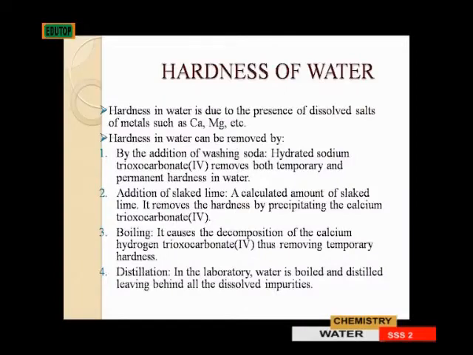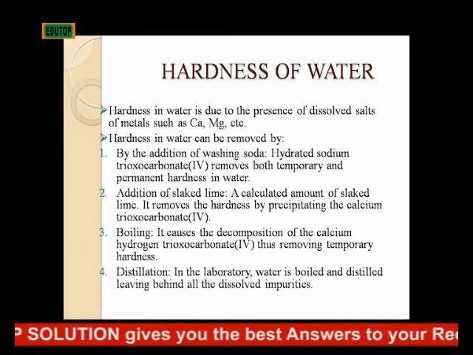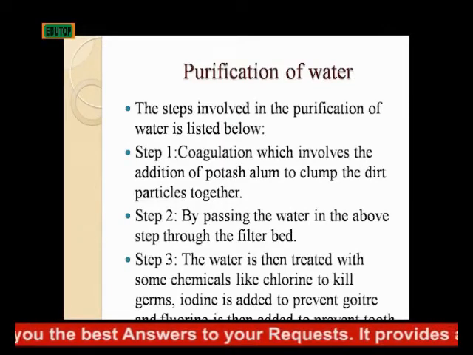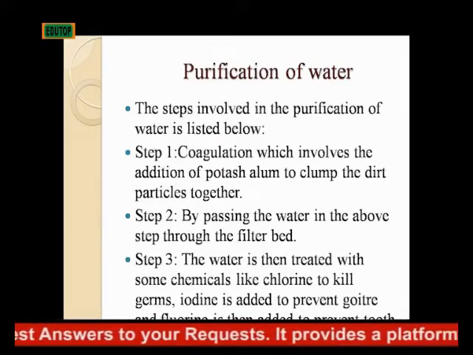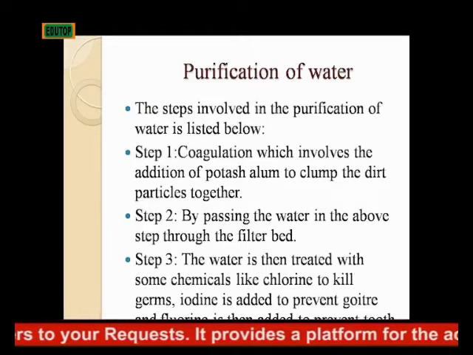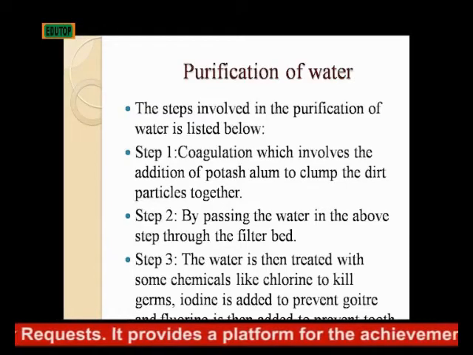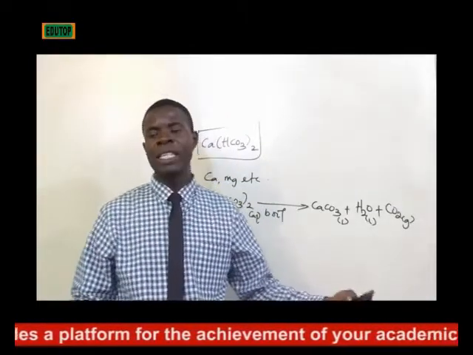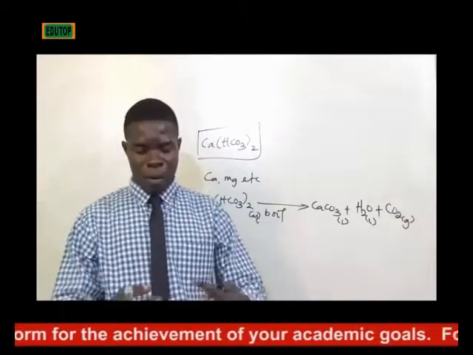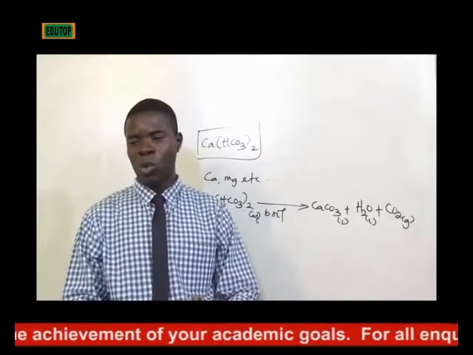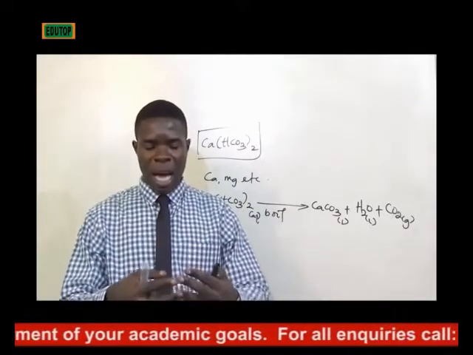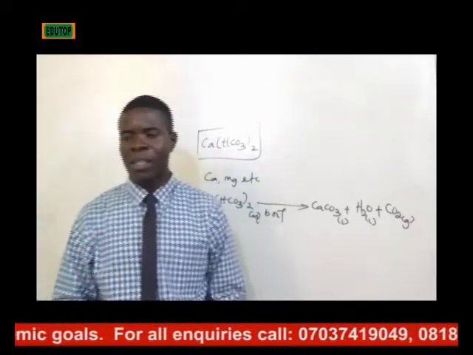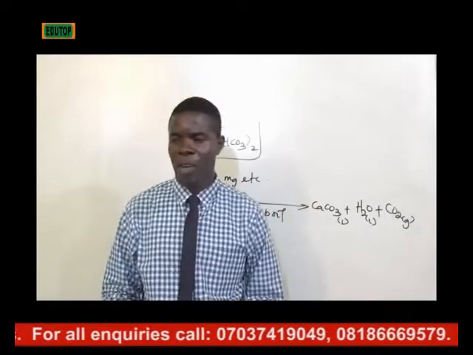Purification of water. The steps involved in the purification of water are listed below. Step 1, coagulation, which involves the addition of potash alum to clump the dead particles together. What it means is that when you add potash alum, it brings the dead particles together in the form of clusters, so that they become heavy and settle and can be removed easily. So the substance that is significant there is potash alum.